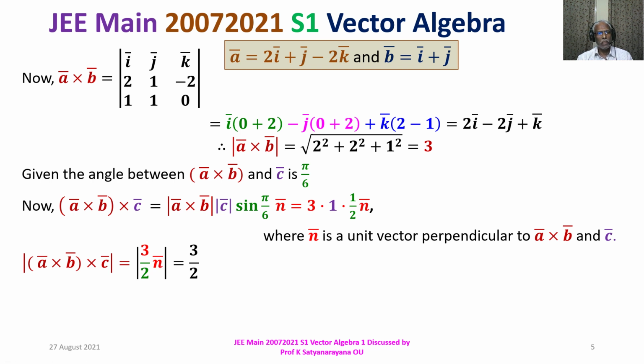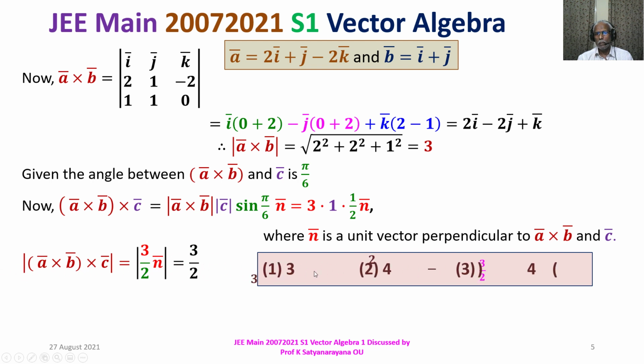So the answer, to find mod of A bar cross B bar in brackets cross C bar, we have found the answer is 3 by 2. The four options are here. Your answer 3 by 2 is against the option 3. Our answer is option 3.